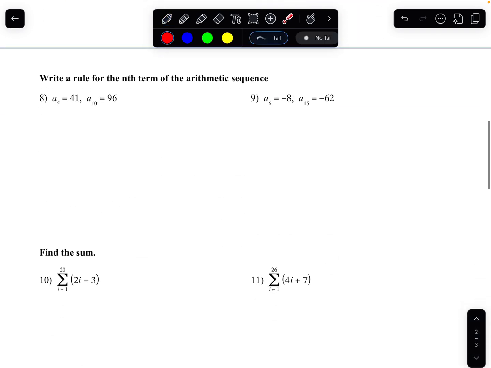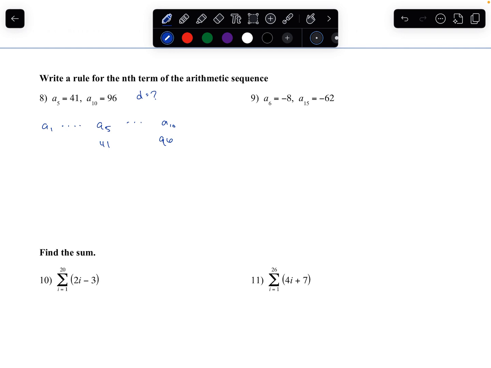All right, for the next one, write a rule for the nth term of the arithmetic sequence. So in this case right here, we're not given the common difference. We're given the 5th and the 10th term. So we can say we've got a sub 1, dot dot dot, a sub 5, dot dot dot, a sub 10. We know that this is 41, and we know that this is 96. And so from this point right here, how are we going to find the common difference, which we need? And how are we going to find the first term, which we also need?